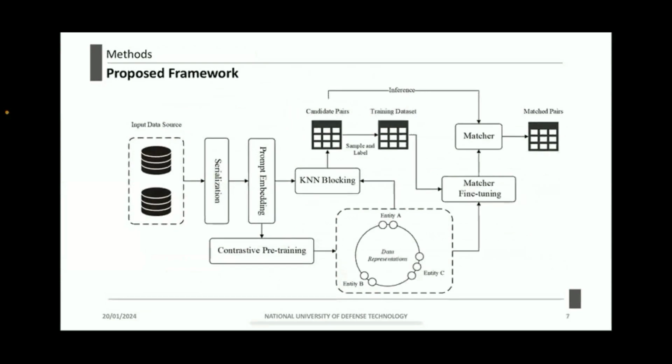Our proposed approach starts with a serialization step to prepare the input of the model. Second, the prompt embedding method is applied to generate the embedding for each record. Third, in the contrastive pre-training stage, the model parameters are updated to enable the generated embeddings to capture the semantic similarity between records. After acquiring the embeddings, we apply the k-nearest neighbor method to group possible matching records. Finally, we use the labeled data to train the model, and the trained model is applied to get the final matching results.